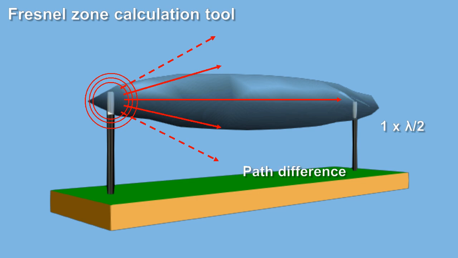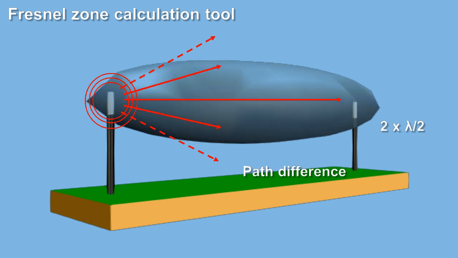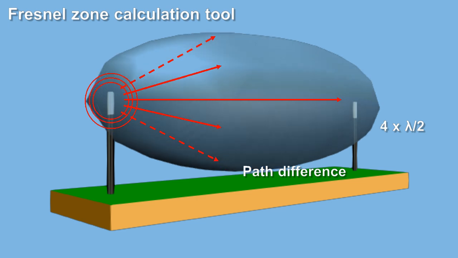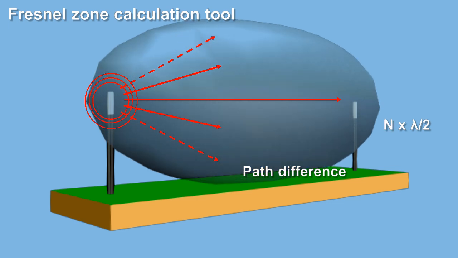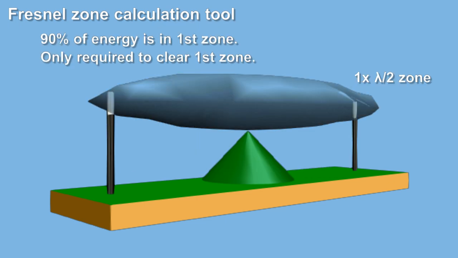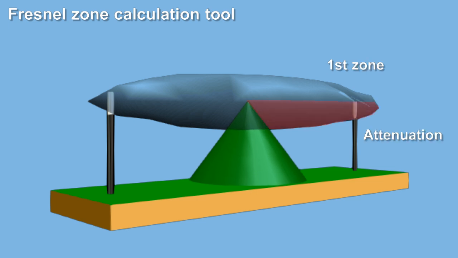We can define zones based on the path difference between direct and secondary waves. In this case, the path difference is equal to integer multiples of half wavelength. 90% of the energy is in the first zone. If an obstruction appears in the first zone, we will get attenuation.